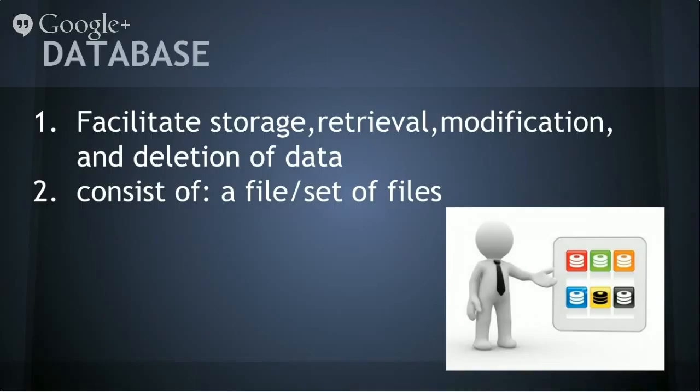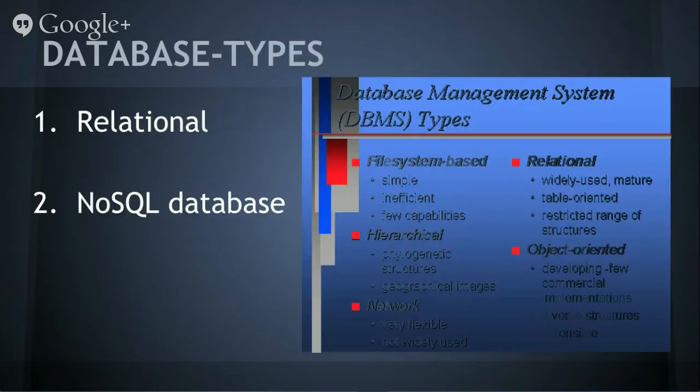Users retrieve database information primarily through queries. Using keywords and sorting commands, users can rapidly search, rearrange, and sort records. Furthermore, databases have many types, but I want to talk about two important types today. One is the relational database, the other is called the NoSQL database.